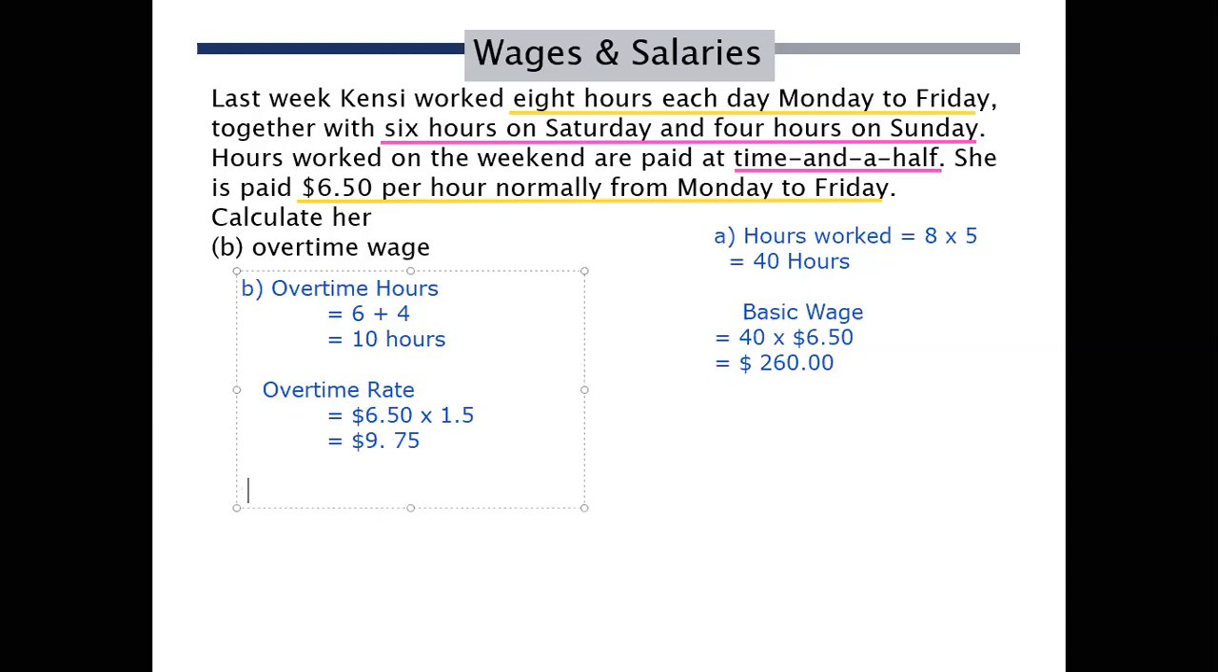So now let's actually get to answer the question. Her overtime wage is going to be equal to the number of hours she worked, which in this case is 10 hours of overtime, multiplied by the amount of money she makes for overtime, which is $9.75 per hour. When I calculate that, I find that she is going to be paid $97.50 for all of her overtime hours worked. And that's my answer for question B.